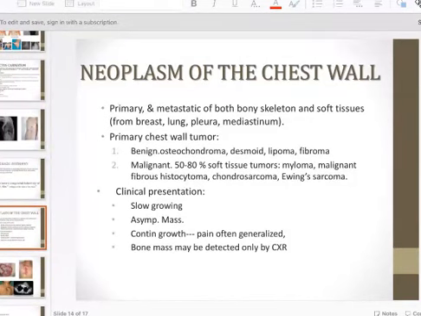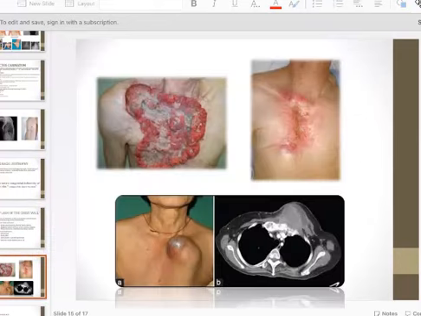Clinical presentation of chest wall tumor: it is a slow growing, maybe asymptomatic mass. Continued growth may lead to pain, and this pain will be generalized, not localized only to the tumor. Maybe it is a bone mass detected by chest X-ray. These are the tumors of the chest wall. You can see how this chest wall is affected.